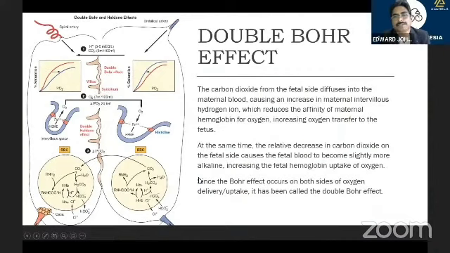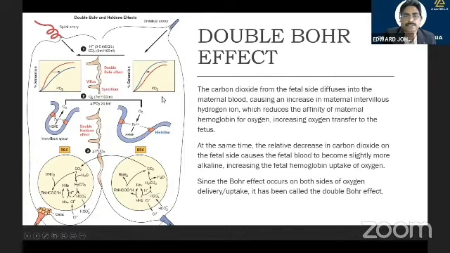So you will ask, what is the double Bohr effect? What is the double Haldane effect? Most of you are confused with the double Bohr effect and the double Haldane effect. I will simplify this. You remember, this is the placenta. This side is the adult hemoglobin. This side is the fetal hemoglobin.